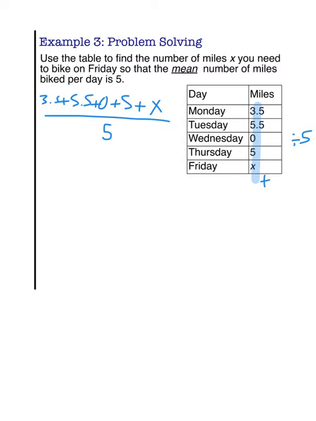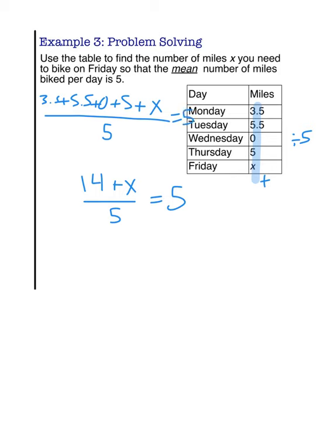All right, so now I'm going to solve for x. And the first thing that you might notice when you're looking at this equation is that, wow, that's a lot of addition in the numerator. So we're going to simplify the numerator. I'm going to add 3.5 plus 5.5 plus 0 plus 5, which is 14. So now I have 14 plus x divided by 5. And we want the mean to be 5. So I want this to be equal to 5. I should have written that in the top one too.